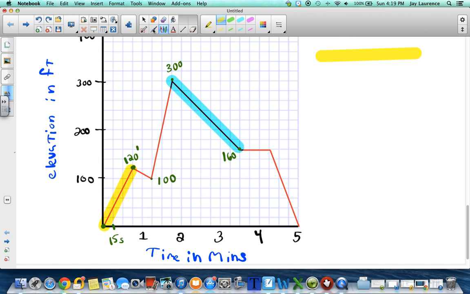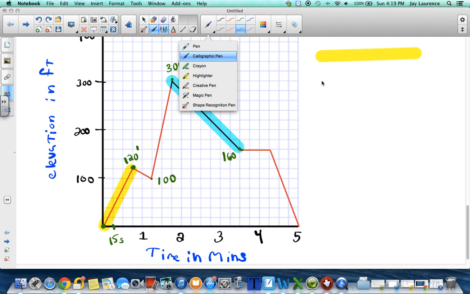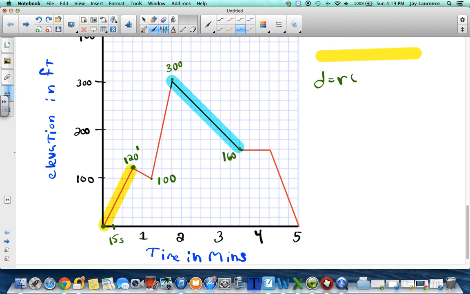Now, we know that this equation, d equals rt, right? And to find a speed or a rate, we have to get the r alone, so we're going to divide by t. Then our rate is going to be the change in the elevation, or change in the distance, divided by the change in the time. How much did it climb? It looks like it climbed from 0 to 120 feet. I'm going to write 120 feet over how much time? It looks like 45 seconds.